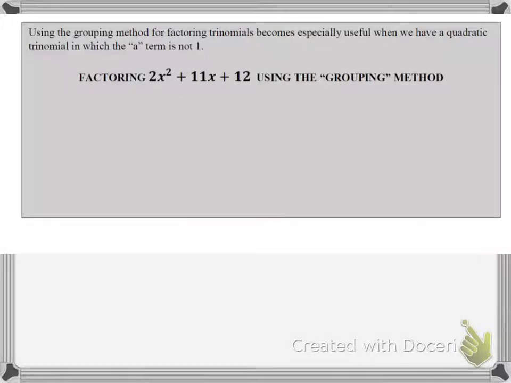In this example, we are going to look at another trinomial where our a term is not 1. But this one's a little bit different than the ones we looked at in a previous example. So we can see that our a term is not 1. Right here we have an a value of 2. But in the previous example, we also had a GCF. And as soon as we factored out the GCF, our a value was 1.